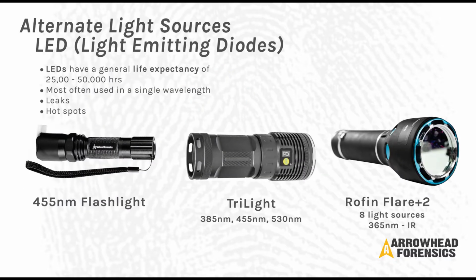Then came along the LEDs, right? So the alternate light source LED is a light-emitting diode. LEDs had a greater life expectancy, somewhere around 25,000 to 50,000 hours. They're most often used in a single wavelength, since we can buy an LED that's pretty specific. However, it still leaks to the right, still leaks to the left. Not precise. So in other words, if I say I've got a 450, it still leaks probably 10 or 15 nanometers to the right and to the left.